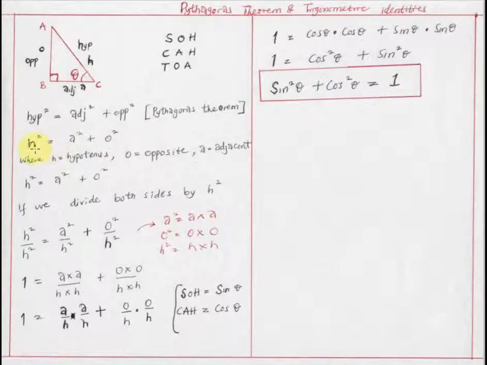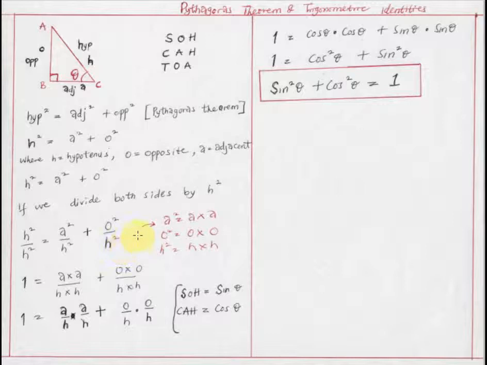Now let's use letters to represent the hypotenuse, the adjacent, and the opposite. So H is representing the hypotenuse, A is representing adjacent, and O is representing the opposite. So H squared equals A squared plus O squared, where H is the hypotenuse, O is opposite, and A is adjacent. If we go ahead and divide both sides of this equation by H squared, the hypotenuse squared, we're going to have H squared over H squared equals A squared over H squared plus O squared over H squared.